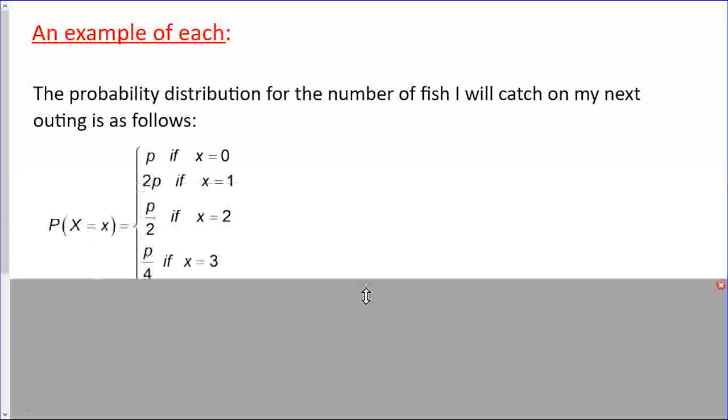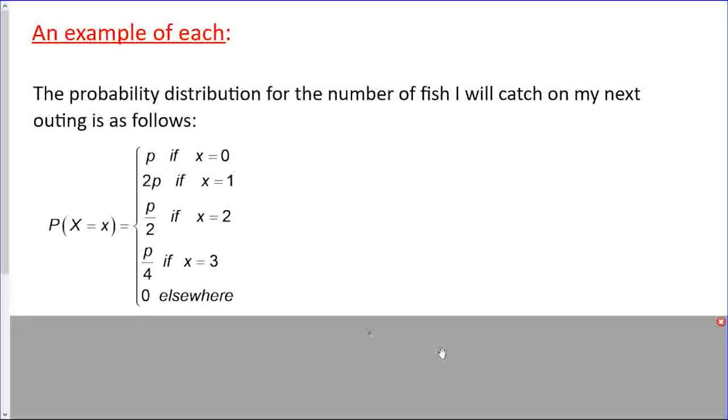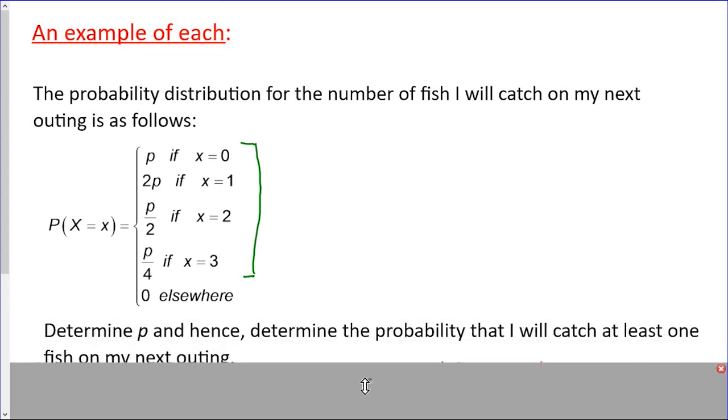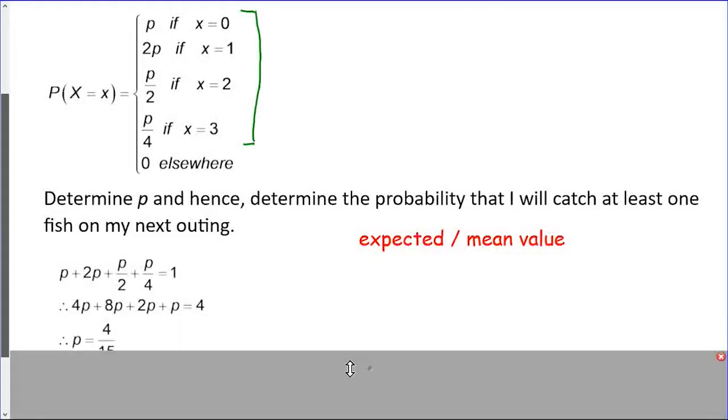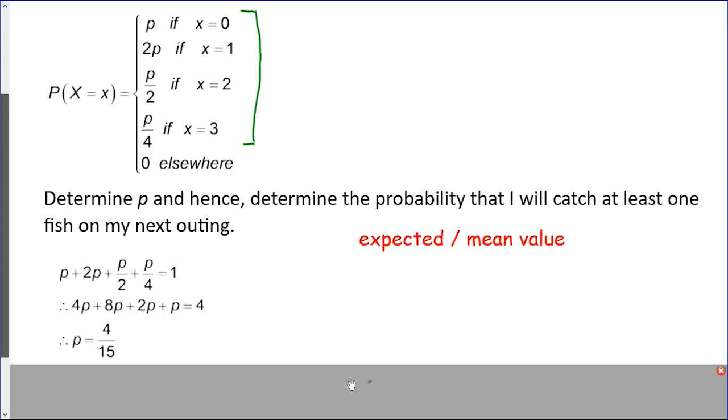Here I've got the probability distribution for the number of fish I will catch on my next outing. There's a chance of P that I'll catch 0 fish, twice P that I'll catch 1 fish, half P, etc. Those are all the possibilities, and remember that for any probability distribution, the sum of all the probabilities has to add to 1. So we have P plus 2P plus half P plus a quarter of P is equal to 1. P comes to 4/15.